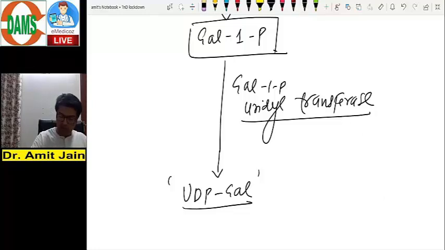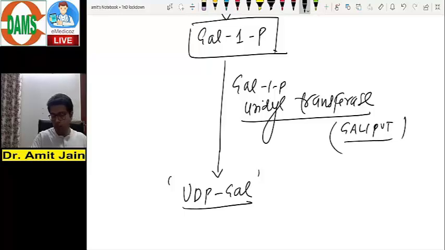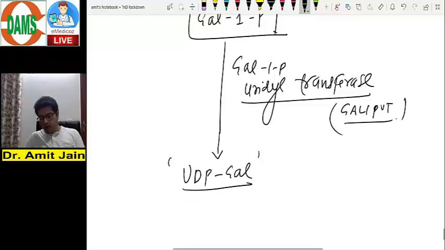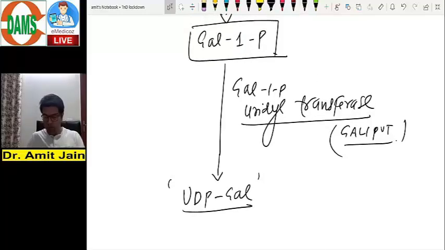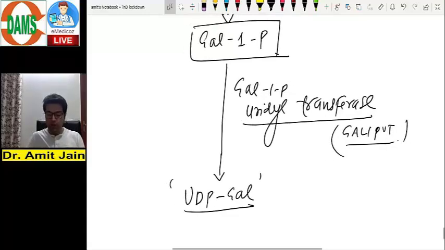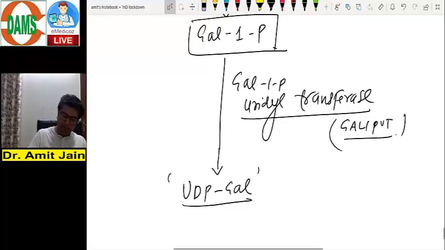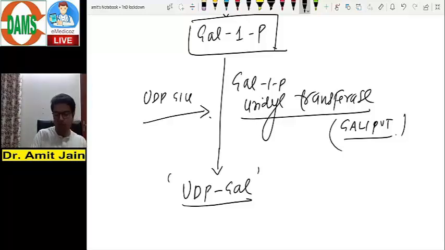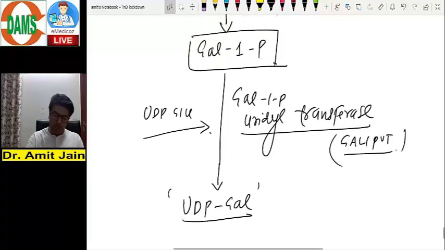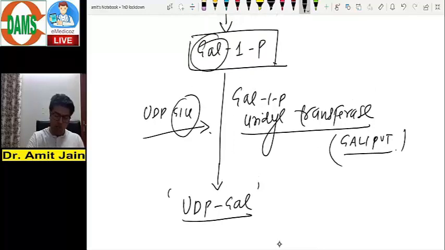In short, if I write this, just to remember, a very important enzyme. Galactose 1-phosphate uridyl transferase is the enzyme which is deficient in classical galactosemia. And we also take UDP glucose here, right? So actually there is an exchange of this glucose and galactose. So we get UDP galactose plus we get glucose 1-phosphate.